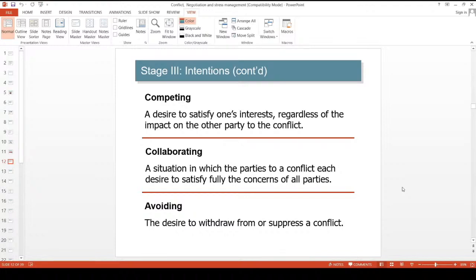The third approach is avoiding. A person may recognize that a conflict exists and want to withdraw from it or suppress it. So this is the desire to withdraw from or suppress a conflict. These are different situations which can be used by managers accordingly. These are different approaches which can be used alternatively to resolve different conflicting situations. In avoiding, the parties withdraw from their point of conflict, or they try to suppress it. They don't want to solve it. They just withdraw from that particular situation.